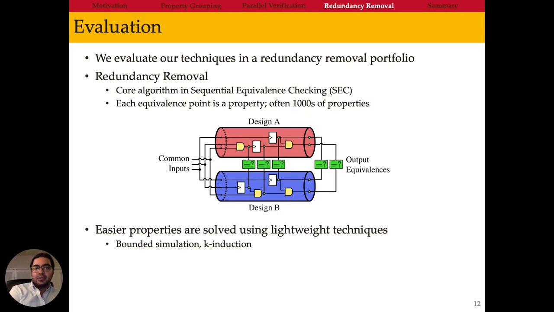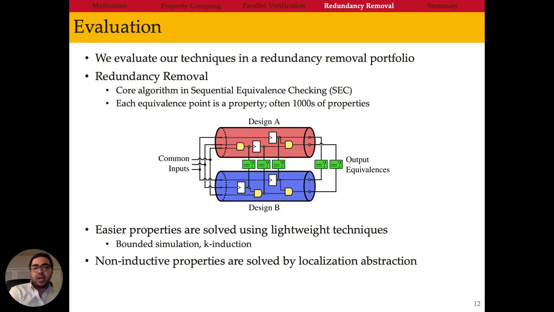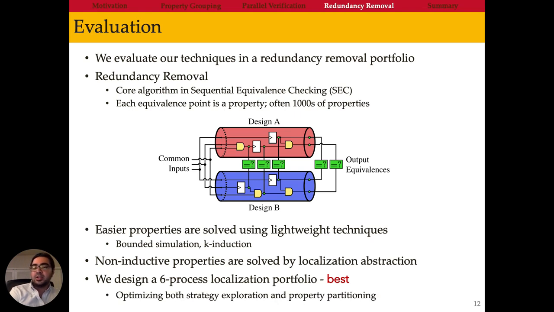While the easier equivalence properties are solved using lightweight techniques like simulation and k-induction, the harder and non-inductive properties are solved using localization abstraction, for which it is the best known technique. In this work, we design a 6-process localization portfolio, which we call the best portfolio, to solve the difficult non-inductive properties that arise in redundancy removal applications by optimizing both strategy exploration and property partitioning.